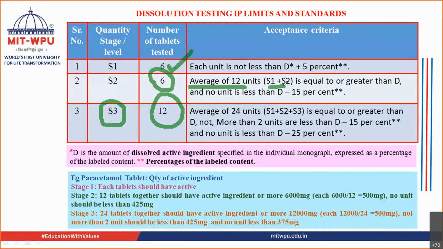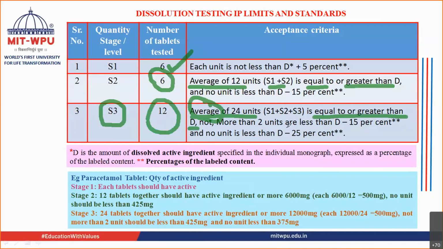But here also it has failed because some of the tablets were less than D, and hence the tablet has failed the test. So now you enter stage 3. In stage 3, you are going to take 24 tablets, and the average of these 24 tablets should be equal to or greater than D.